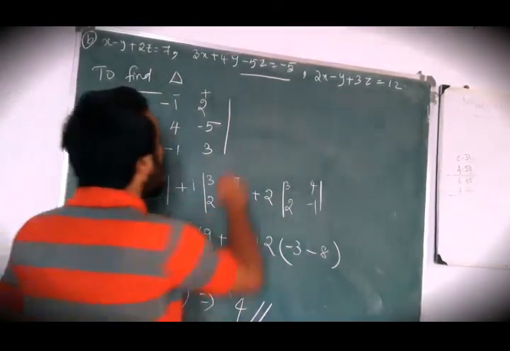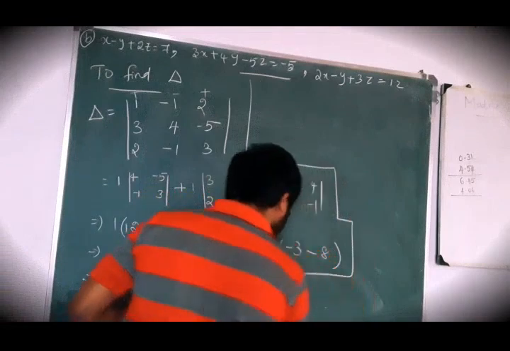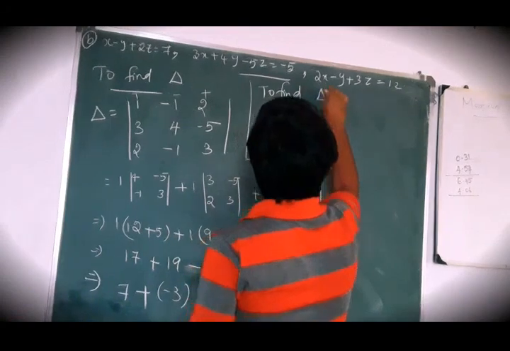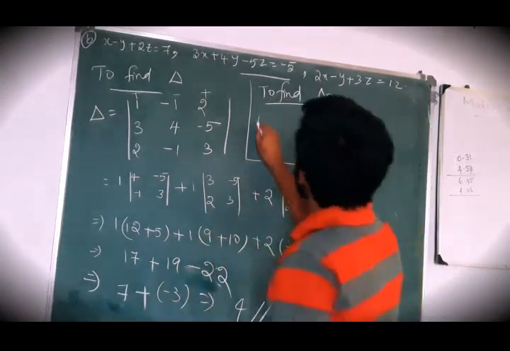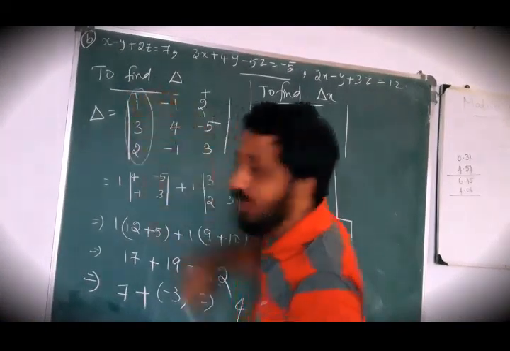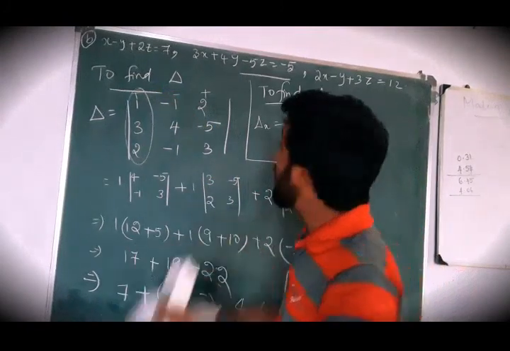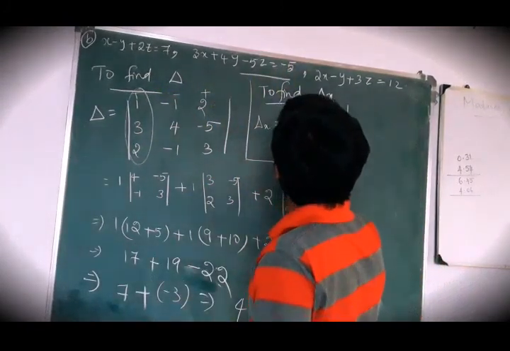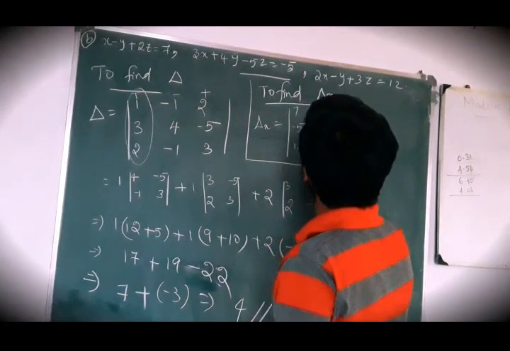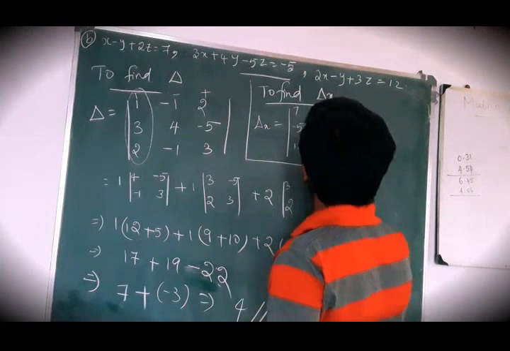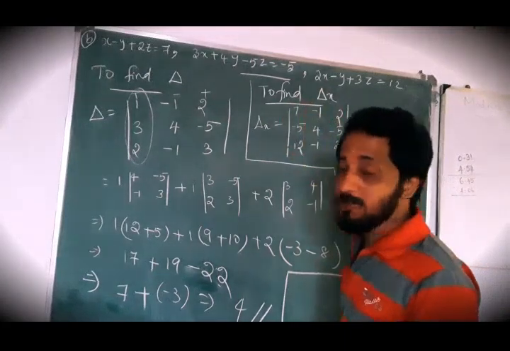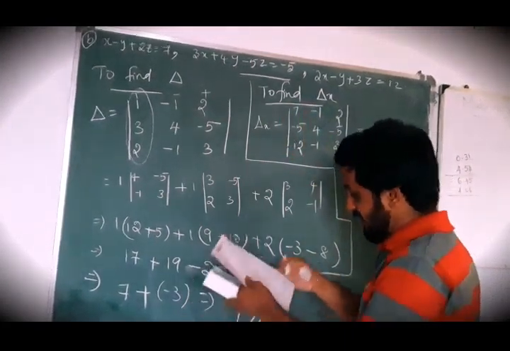Next, you have to find delta x, delta y and delta z. So to find delta x, delta x is equal to the determinant. In place of the coefficients of x, I have to replace D1, D2, D3. That is 7, minus 5, 12, remaining as it is: minus 1, 2, 4, minus 5, minus 1, 3. So expanding with respect to the first row, alternating plus minus, you will get the value of delta x as 8.